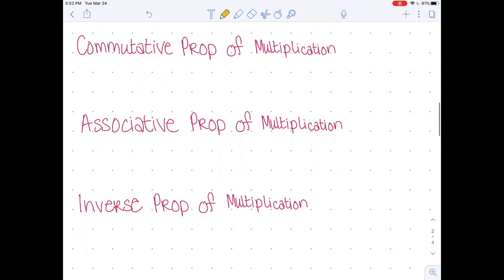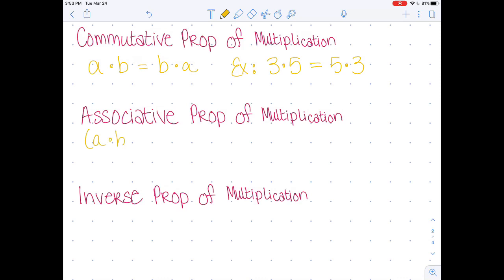Okay, the commutative property of multiplication looks a lot like the commutative property of addition. What this says is if I do a times b, I'll get the same answer as if I did b times a. So 3 times 5 equals 5 times 3. So again, commutative flips the order. Associative still flips the parentheses. So in multiplication, it looks like (a times b) times c is the same as a times (b times c). So (2 times 3) times 4 will be the same as 2 times (3 times 4).